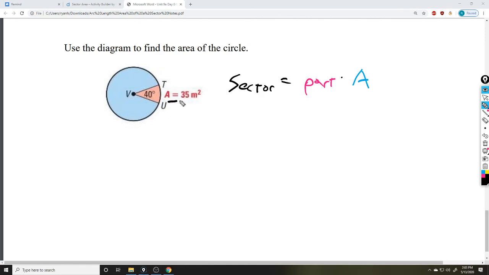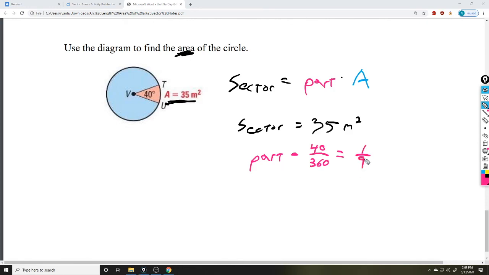which is that this is my sector. In other words, I already know the sector, which is 35 meters squared, and I'm trying to solve for the area. The area is what I don't know. Okay, so it's turning around the formula. We're going to have to solve an equation. Our part, we still find the same way. We take our angle divided by 360. Our angle here is 40 divided by 360. And that's going to simplify, as we looked at before, to 1/9.